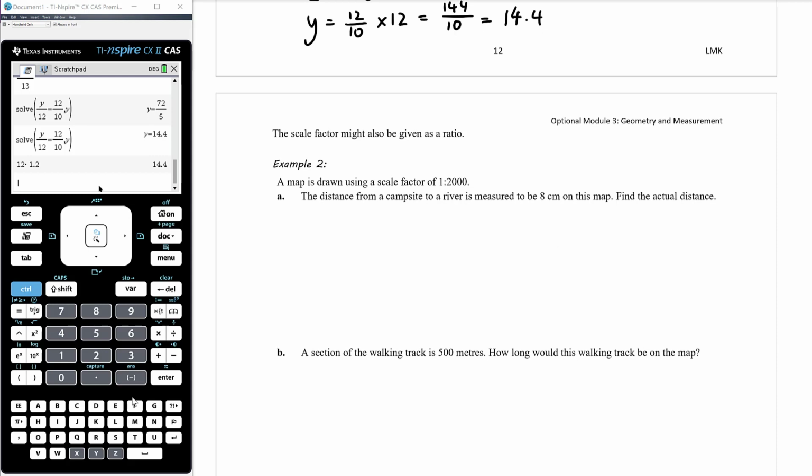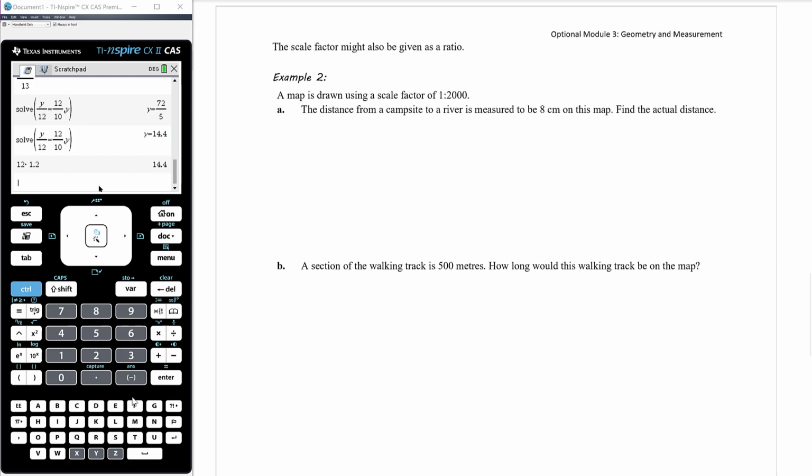Okay, the scale factor could also be given as a ratio. On maps, we often see scale factors given as a ratio. So a map is drawn using a scale factor of 1 to 2000. That means that one unit of measurement on the map is equivalent to 2000 times that unit of measurement in real life. The distance from a campsite to a river is measured to be 8 centimeters on this map. Find the actual distance.